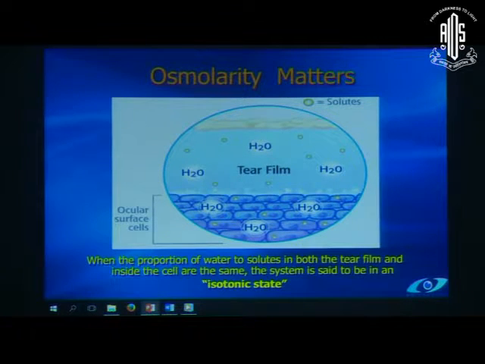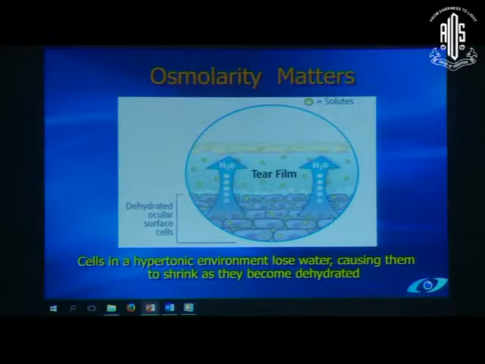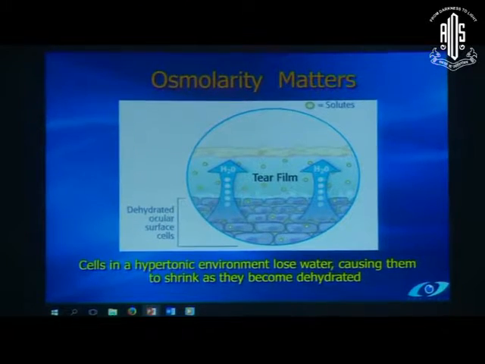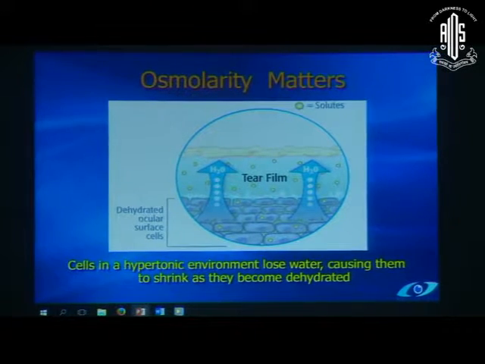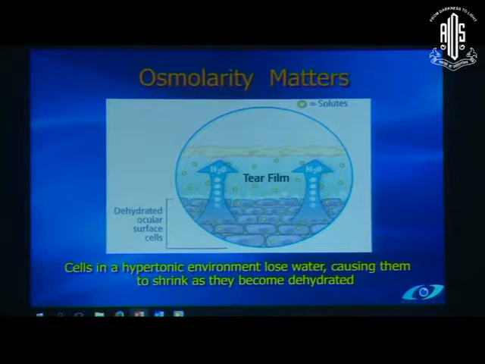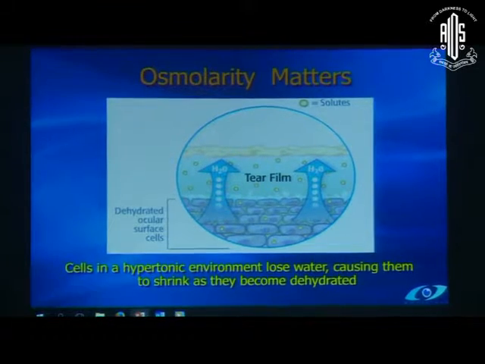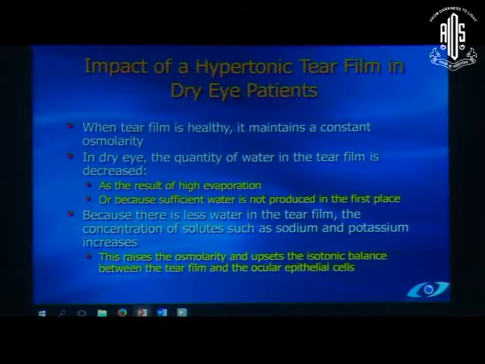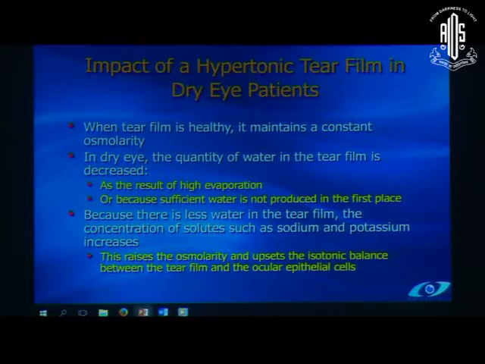But what happens when there is either loss or there is less production of water? There is a hypertonic environment that they are suddenly submerged in, and this hypertonicity sucks the water out of the cell. And what does that mean? It means the cell becomes dehydrated. When the cell becomes dehydrated, it sets up a whole sequence of events. When the quantity of the water is less, as is the case because of high evaporation or because there is insufficient production, or because there is less water in the tear film, it raises the osmolarity and upsets the isotonic balance between the tear film and the ocular epithelial cells.